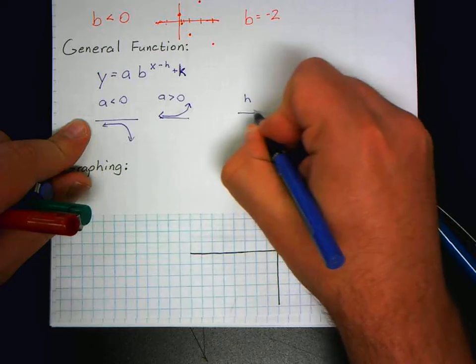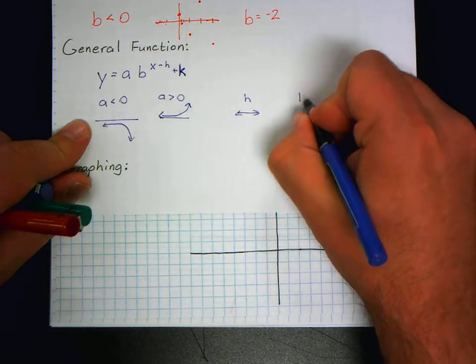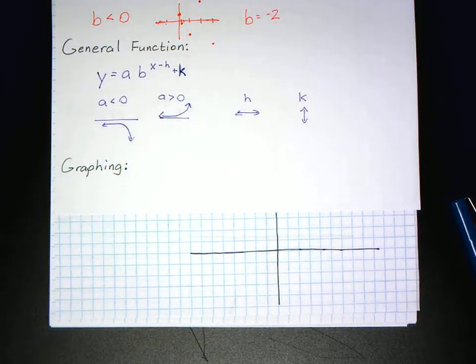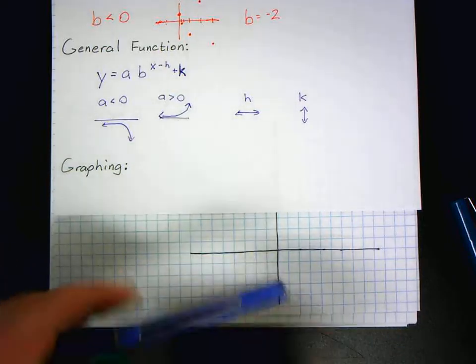H still shifts you sideways. K still shifts you up and down. K is actually going to have a lot more importance on this one because these have asymptotes. So your asymptote is actually going to be equal to K.